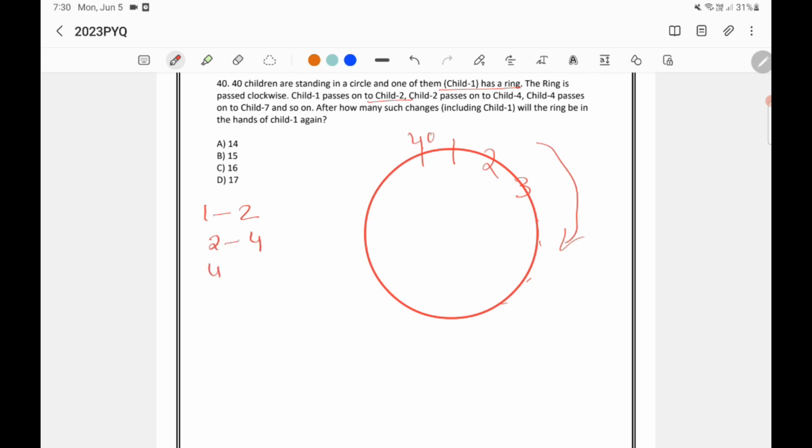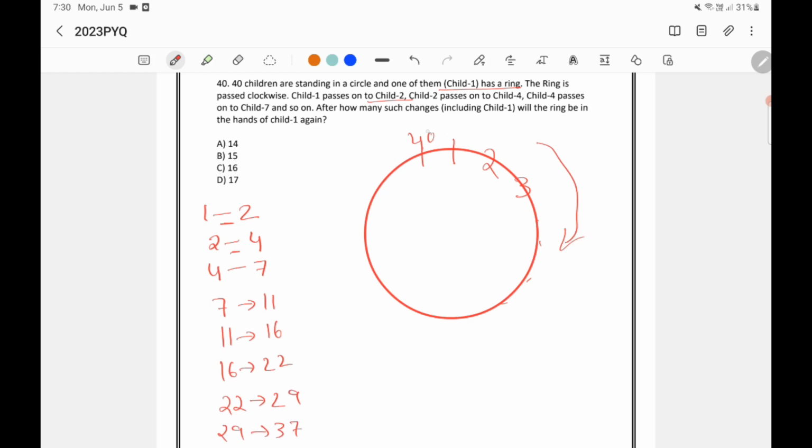Then child 4 passed to 7. Okay, so here the difference is 1, here the difference is 2, here the difference is 3. So this is going like this. From child 7 it will go to 11, right? Because we need to add 4. From 11 it will be 16, we need to add 5. From 16 to 22 we need to add 6. Then 22 to 29. Then 29 plus 8 is 37.